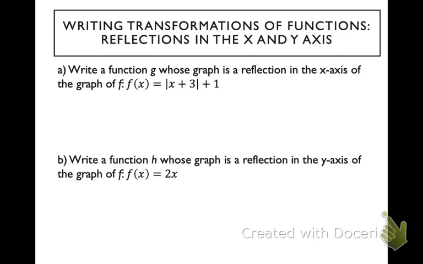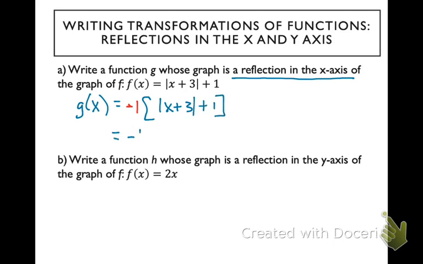Now we're going to look at transformations of functions where they are reflections either in the x or the y axis. So A says write a function g whose graph is a reflection in the x-axis of the graph of f of x equals the absolute value of x plus 3 plus 1. So for an x-axis reflection, the entire output is made the opposite sign. So we're going to multiply by negative 1. So let's start by writing g of x. Then I'm going to multiply by negative 1. And then I set up my bracket and include that function.